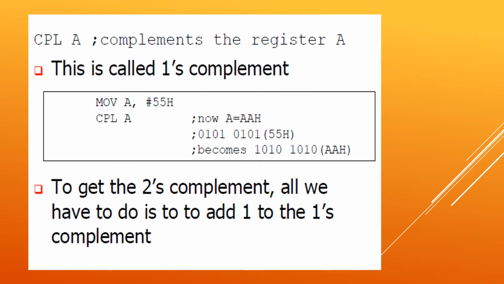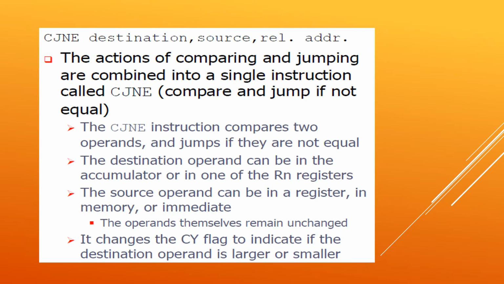Here you can see MOV A, #55H, CPL A. Now the value is 01010101, that is 55, and it will become 10101010, that is AA. To get the 2's complement, we can use this: all we have to do is add 1 to this 1's complement result, and 2's complement is used in many applications.